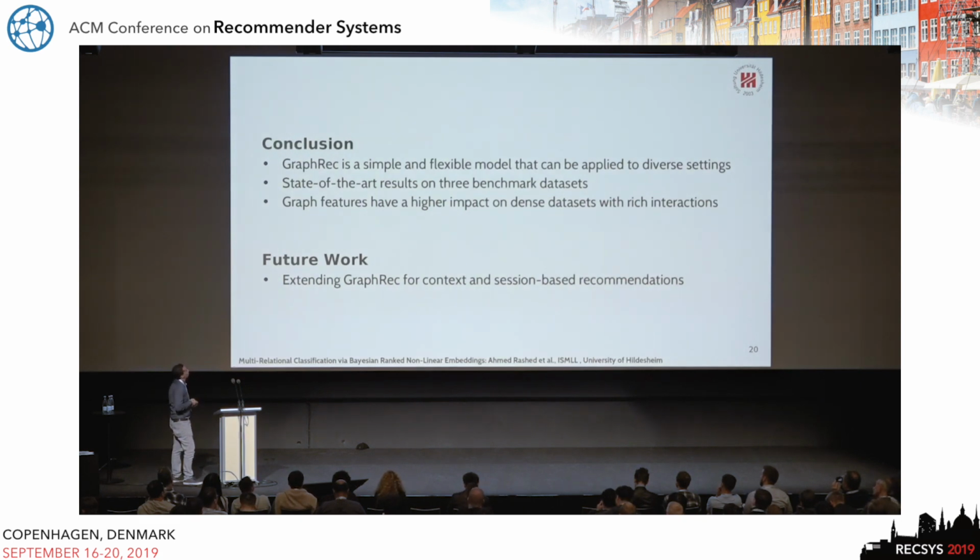So we proposed GraphRec. It's a simple model you can apply to a situation where you might have attributed entities or unattributed entities. And fortunately, it achieves state-of-the-art accuracy on those 3 datasets. Our main aim was a simple model that people can use later. And we also found out that graph-based features have a higher impact on dense datasets and for user-item interactions. And finally, the future work is to extend GraphRec to context-based and session-based information. Thank you.